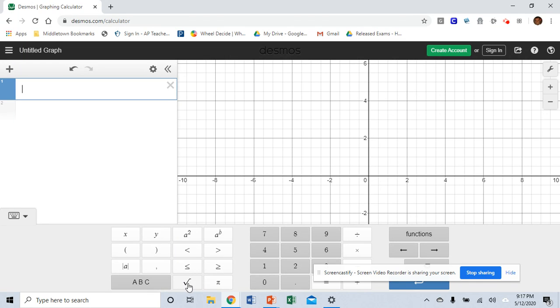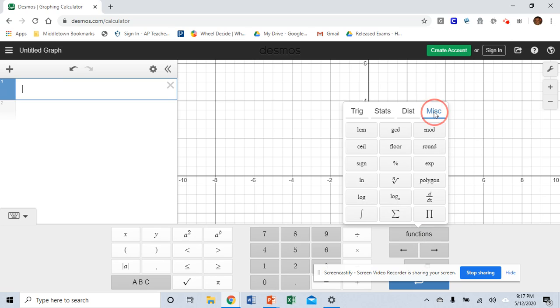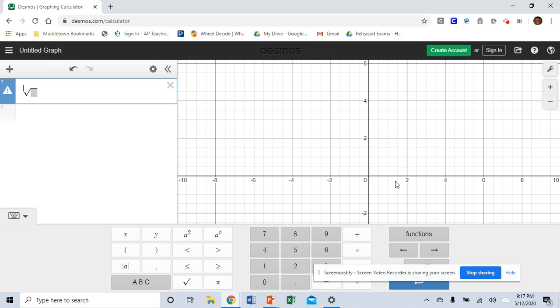In order to get the cube root, that's a square root. That's not going to help. We have to click the functions key, and we have to go to miscellaneous. It'll probably start on trig, but if you go to miscellaneous, then you see right here, this is a cube root, or how you can get a 4th root, a 5th root, any of those roots. So we're going to click that one. And then we can put our index, which is a 3, and an x, and there's our parent function right there.